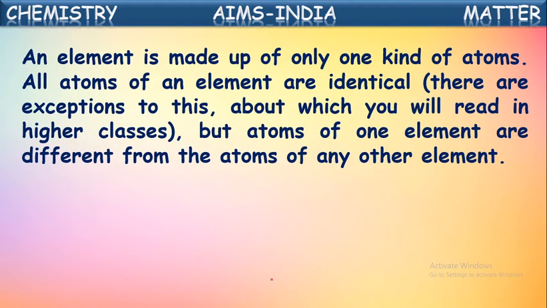An element is made up of only one kind of atoms. All the atoms of an element are identical, but atoms of one element are different from atoms of another element. So if we take any element, it will be made up of only one kind of atoms. Atoms of an element will all be similar to one another, but if we compare the atoms of two different elements, they will be different in properties.